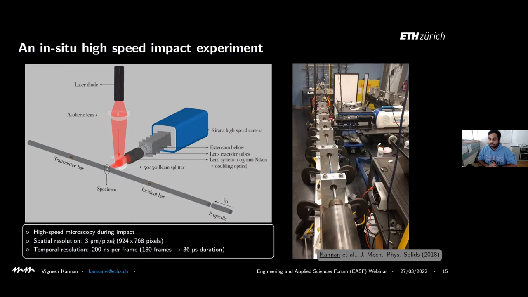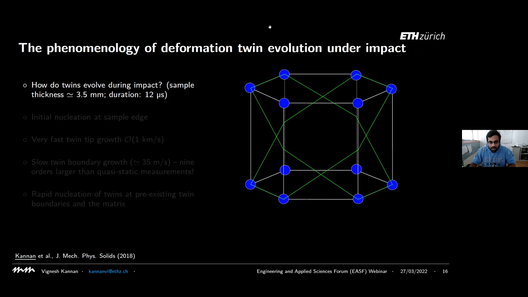So we took single crystals of magnesium, right? This is a schematic of the unit cell of magnesium. We impacted it along this direction. So if you're able to see my mouse, and if you're not able to see my mouse, it's basically along the width or the horizontal direction on your screen. And what we observed was twins propagating on these two planes that are marked in yellow. The imaging was done normal to the plane of your screen, which means that we were observing twins, which were projections of the actual twins propagating on these three-dimensional planes, right? So you're going to see a movie, which is for a duration of 12 microseconds in real time with a sample thickness of 3.5 millimeter.